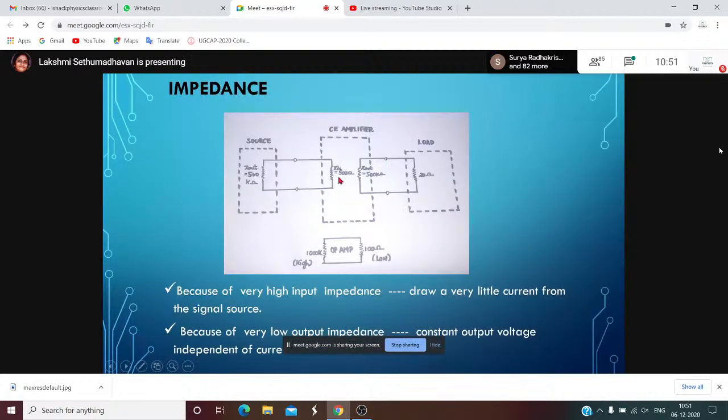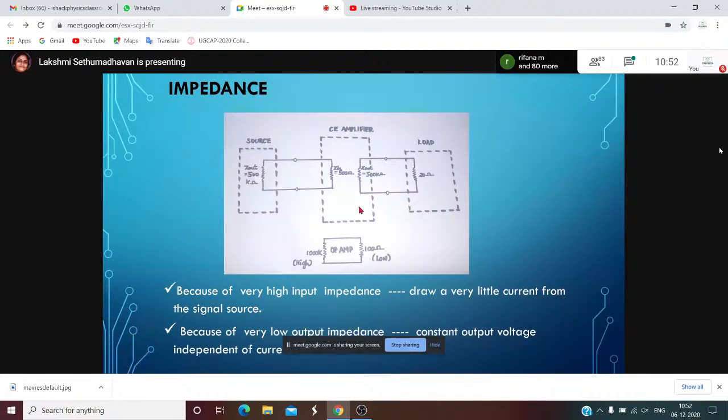The input impedance of the CE amplifier I have put as 500 ohms and the output impedance as 500 kilo ohms. According to the maximum power transfer theorem, maximum power will be transferred only if the output impedance of the source matches with the input impedance of the load. That is, this load and this load, only if it matches, it will transfer maximum power from here to here. I'll repeat. Maximum power will be transferred from one circuit to another only if their impedances match. This is the maximum power transfer theorem.